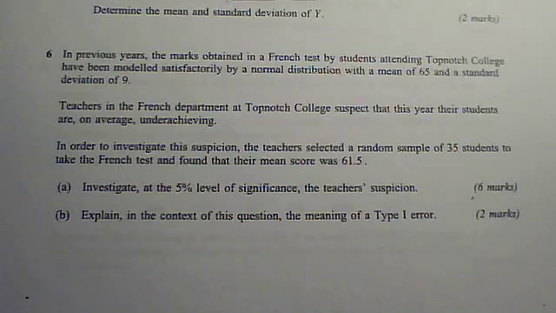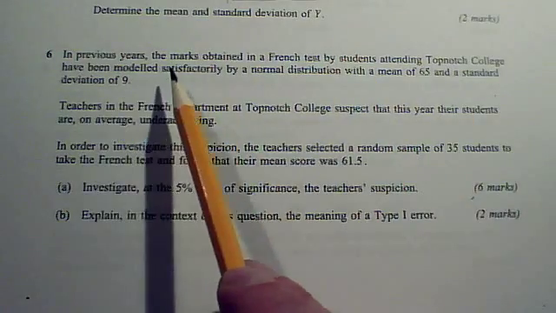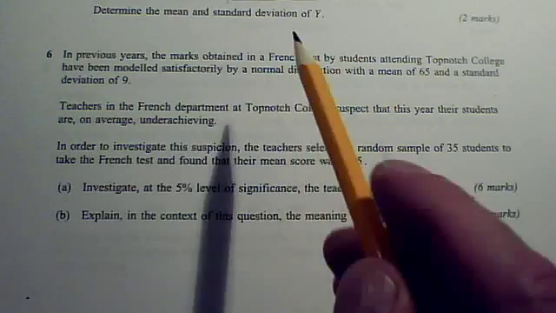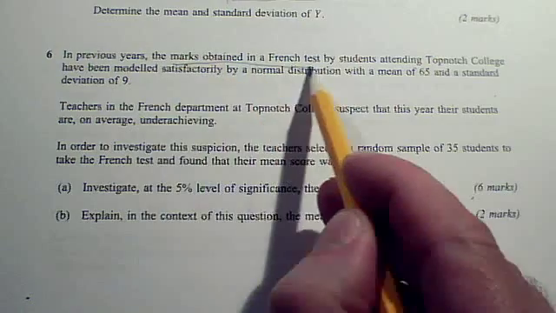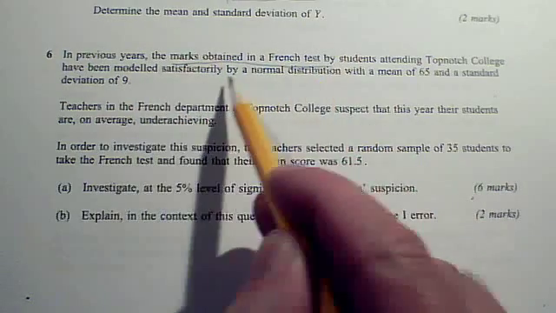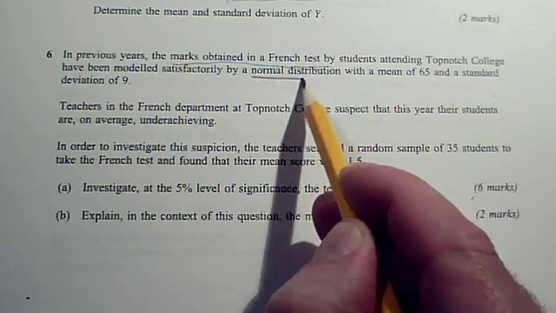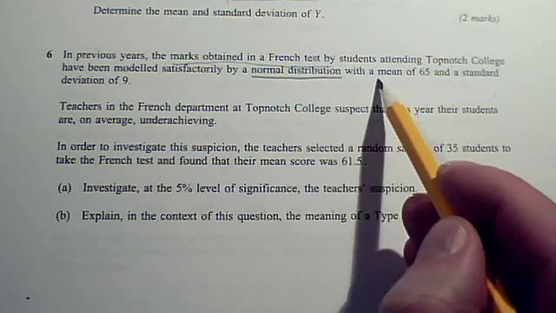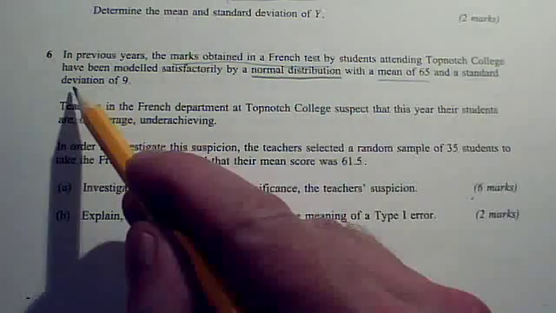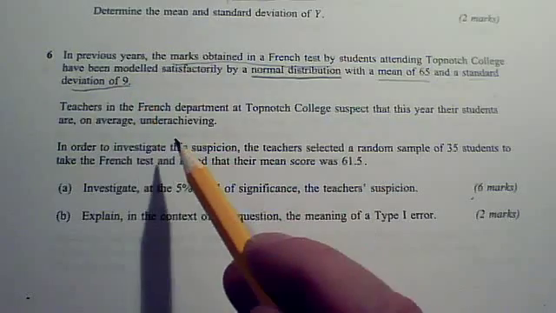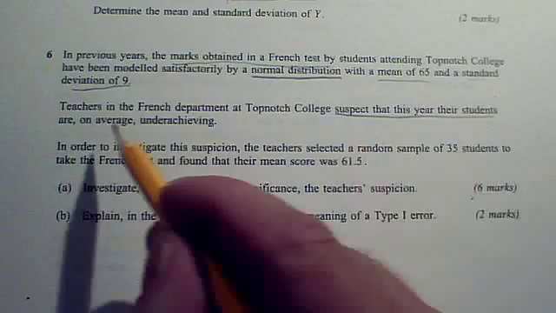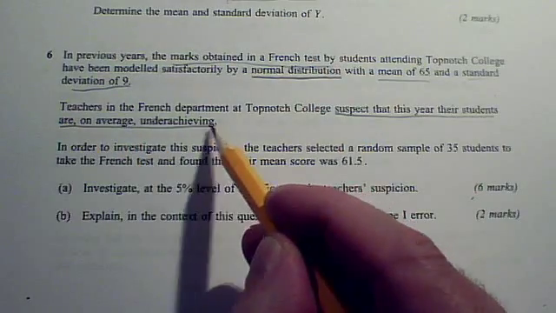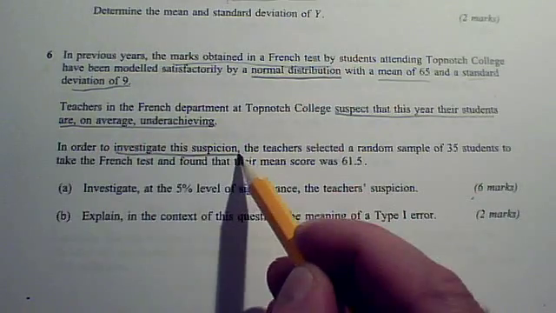Okay, here we've got a question, quite a lot of words in it. Always make sure you do read them through carefully. So we get to the fact we're dealing with marks obtained in a French test. In the past, they've been normally distributed, and we've got values of mean and standard deviation. And then we've got a suspicion, so that's going to be important. And we've got to investigate that suspicion.